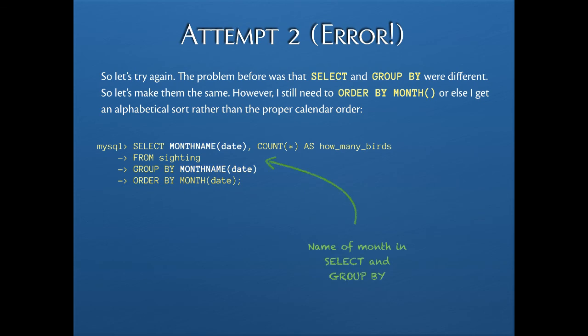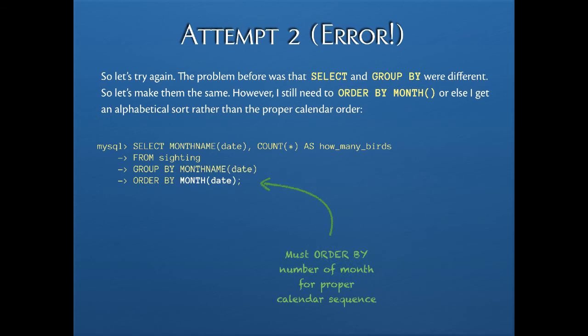So both of those now are the same. This seems to satisfy MySQL's beef with us, right? Select and group by are now the same. But now remember, I still have to do order by in terms of the number of the month. If I change that to month name, I'm going to get alphabetical order, and that is not what I want. I want this in calendar order, so the order by still must remain in terms of the month. But hopefully we're great.